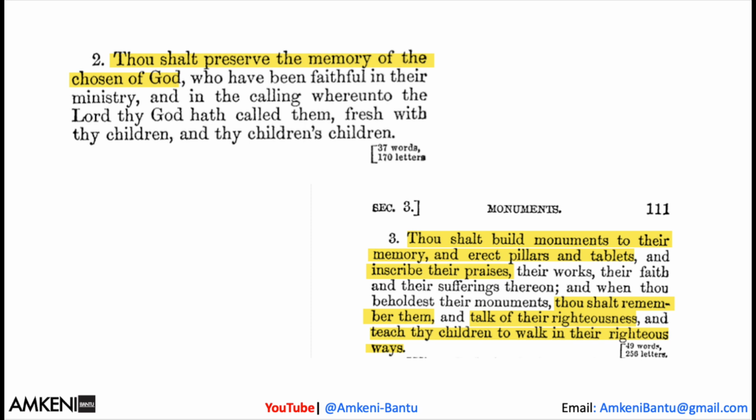But because they put up an altar, they named the place Mamre, we were able to have that memory kept fresh throughout the years, despite the enemy's work. In the same light of this second point, build monuments to the memory of those people that the Most High has chosen, and erect pillars and tablets. Pillars are significant because you cannot hide them.